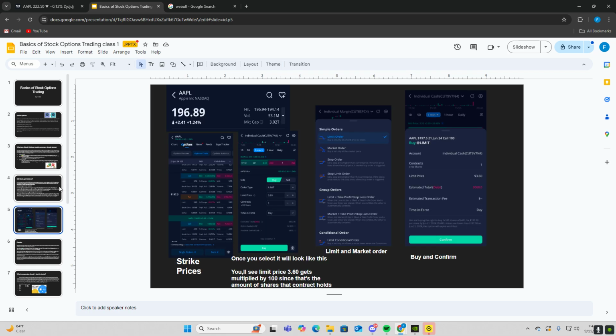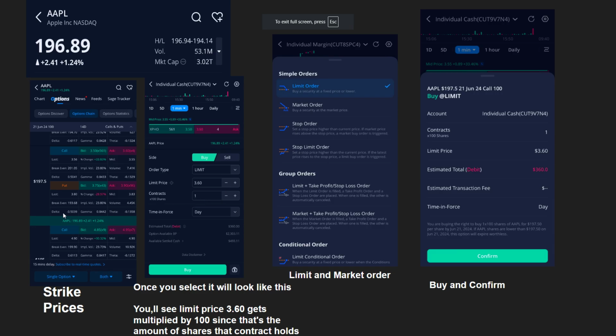You can see these right here. You got your delta, gamma, theta, volume, and IV, and that's on calls and that's on puts. Basically, you're trying to calculate how much you're going to make if you were to buy this.